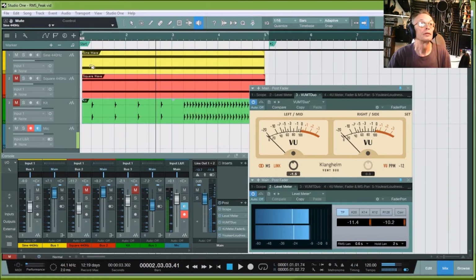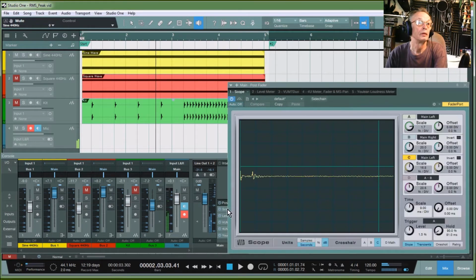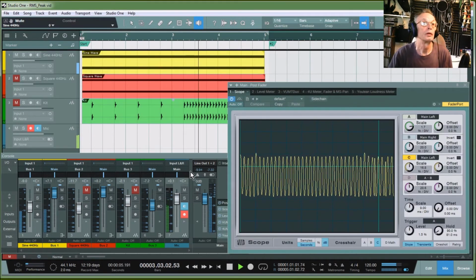Okay, I'm going to try and explain the difference between peak signals and RMS levels. Now, here I have a sine wave signal, stereo signal, but the output is set to mono. It's a sine wave, and if I bring up the scope, you can see what it's like.